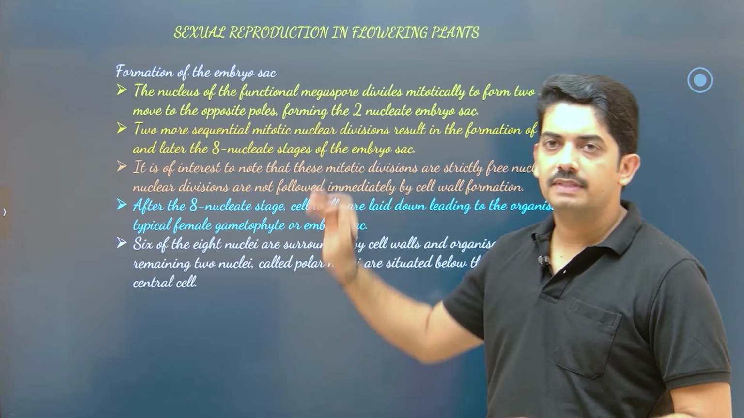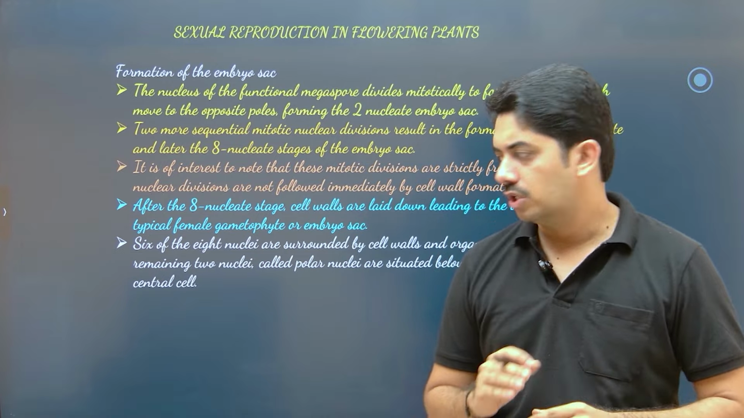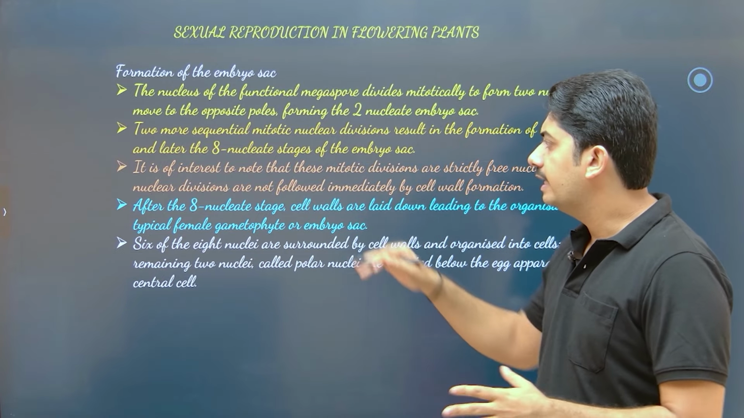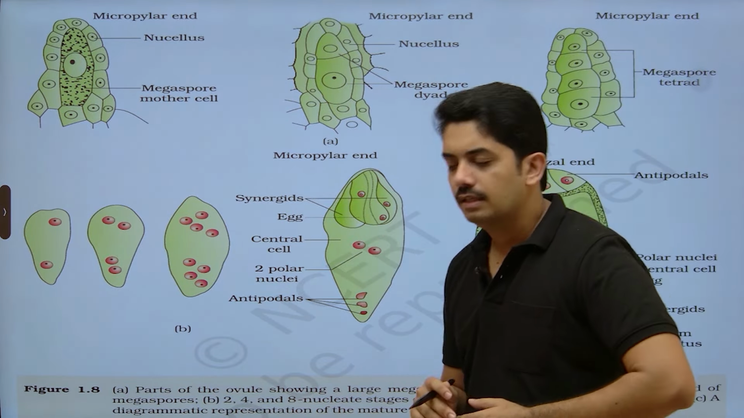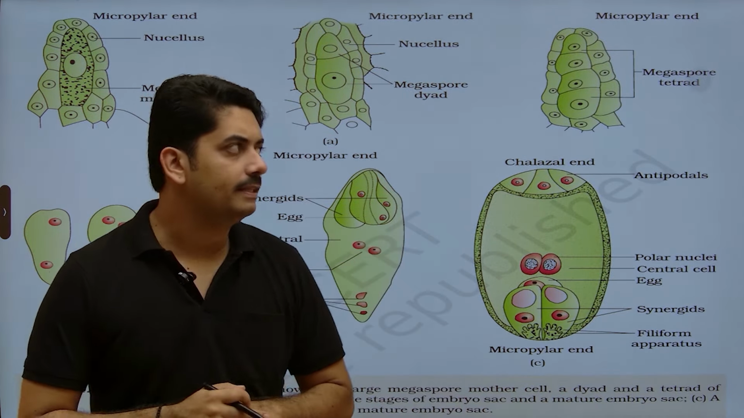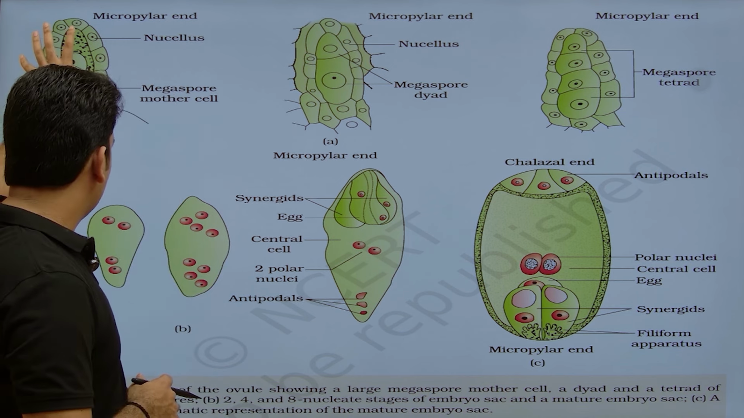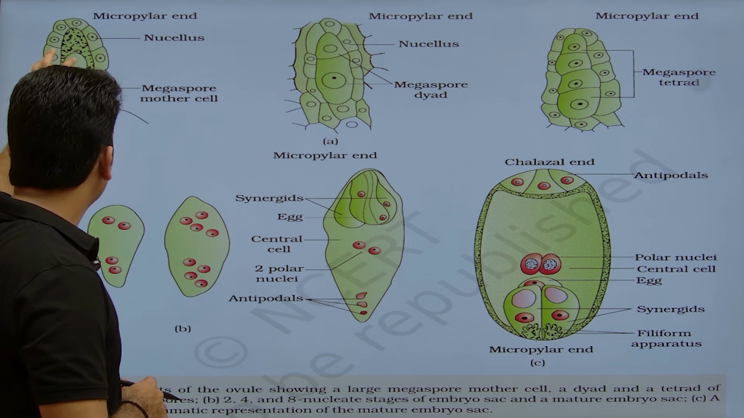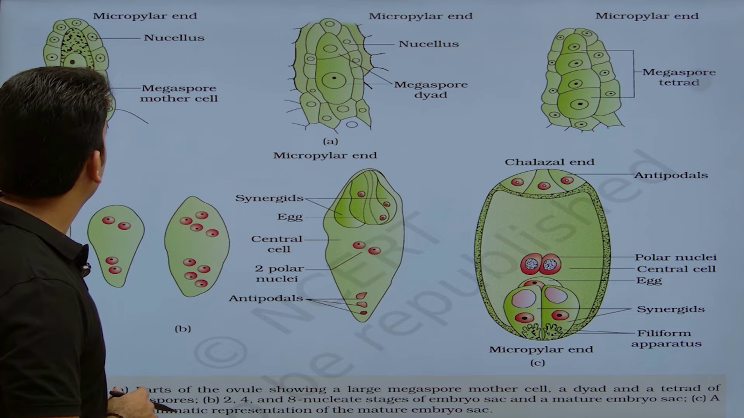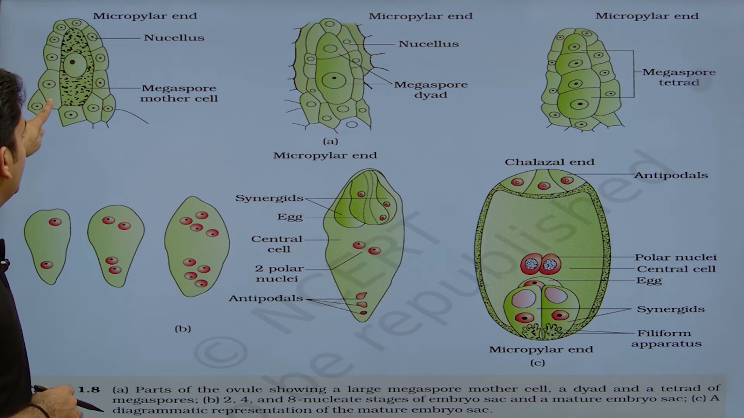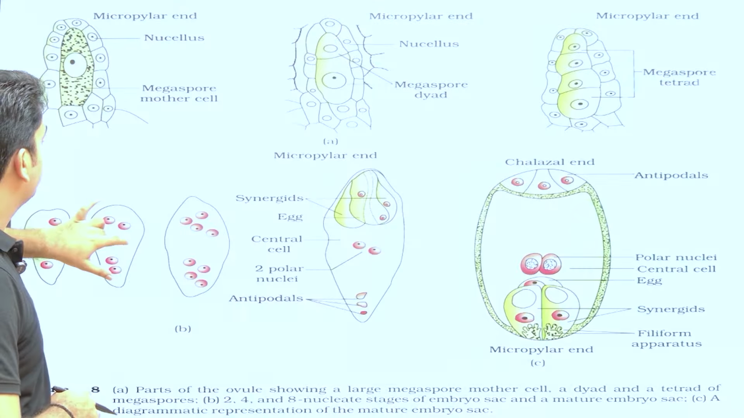Now, formation of the embryo sac. Again, one of the most important topics. Let me take the picture for better understanding. From this, it is very easy for me to explain megasporogenesis. Just observe the first picture. This is one ovule. Here you can see the outer layer is the nucellus. Inside there is one megaspore mother cell.